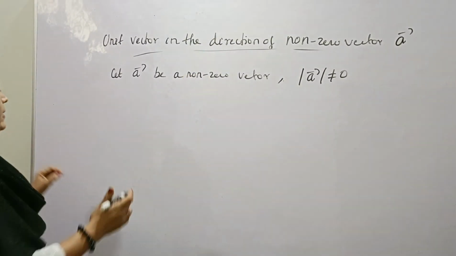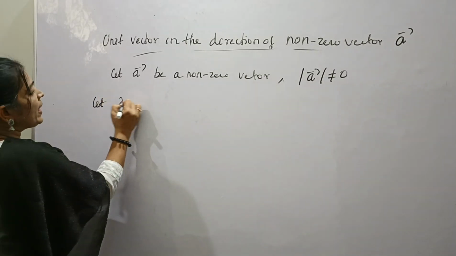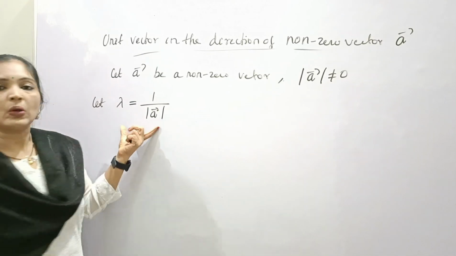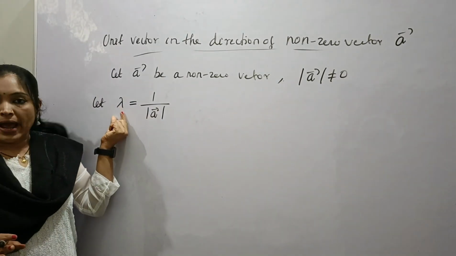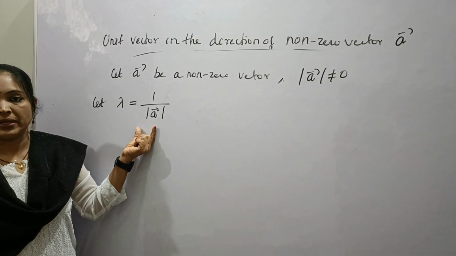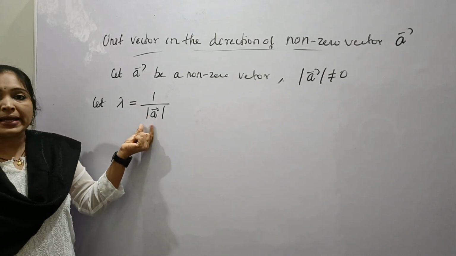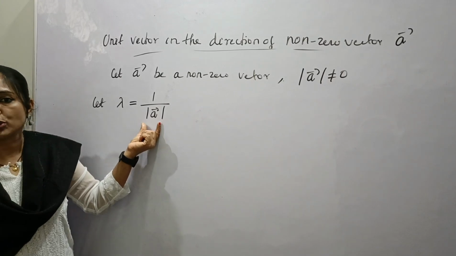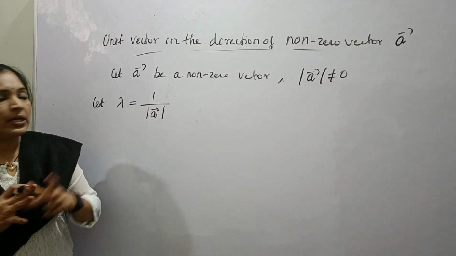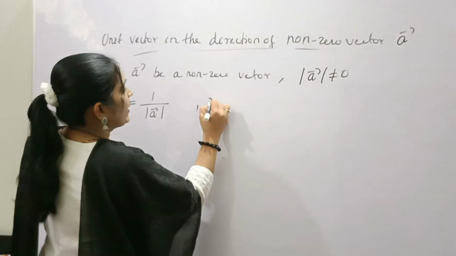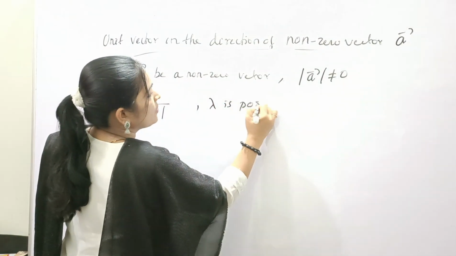Then let lambda be equal to 1 by modulus vector A. So here it is clear that lambda is positive. Modulus of vector A, the magnitude of a vector, will be positive, right? Therefore, lambda is positive.